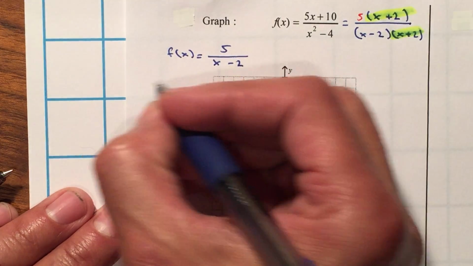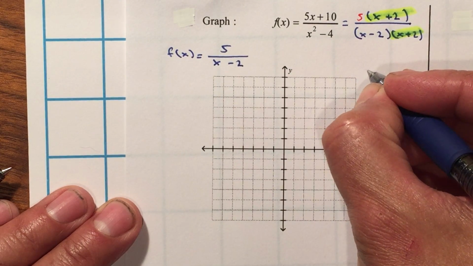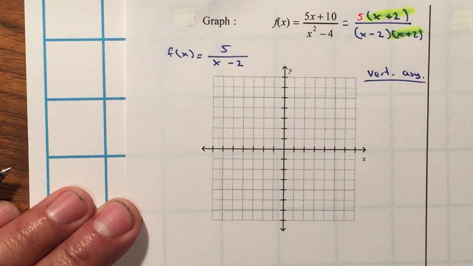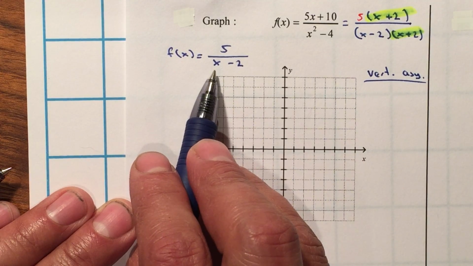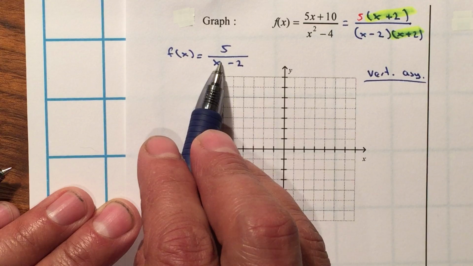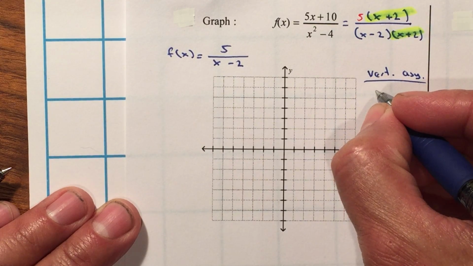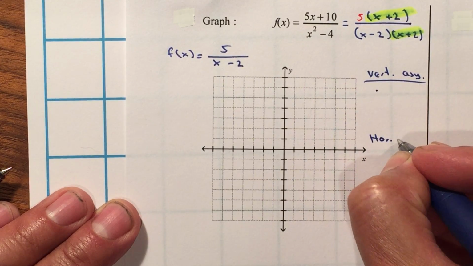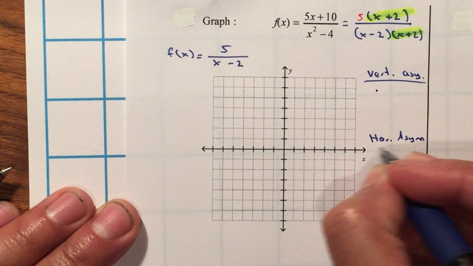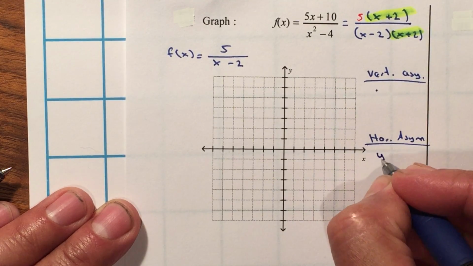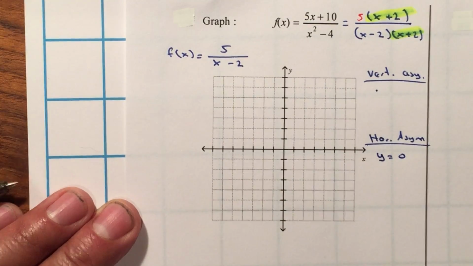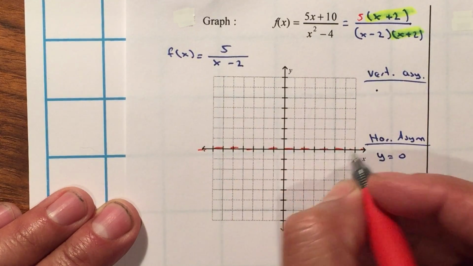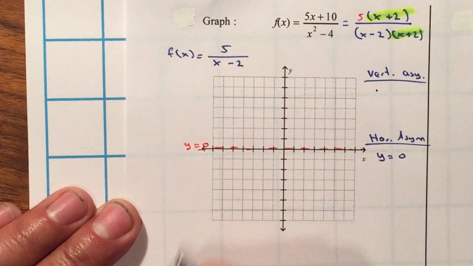We need to find our asymptotes. Since the denominator has the biggest exponent, in this case x to the first power, our theorem tells me that the horizontal asymptote will be y equals 0. So the horizontal asymptote will be on the x-axis. The equation is y equals 0.